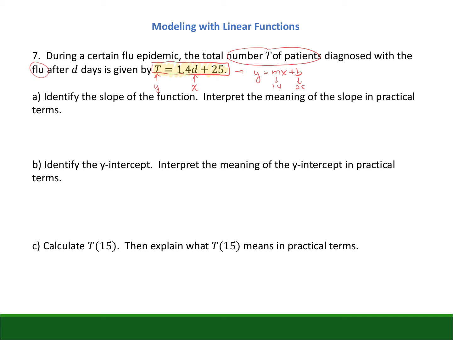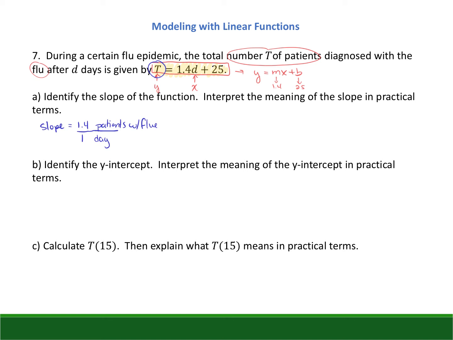In question A, we want to identify the slope. So we can see from the equation that the slope is 1.4, but let's talk about its meaning. So if you want to interpret the slope, the easiest way to talk about the slope is to think of the slope as a fraction. So you can put any number as a fraction by putting it over 1 and then writing down the units. So the numerator of the slope is always the output value, which is the number of patients. So this is 1.4 patients with flu, all right? And the denominator represents the number of days. So this would be 1.4 patients per day.